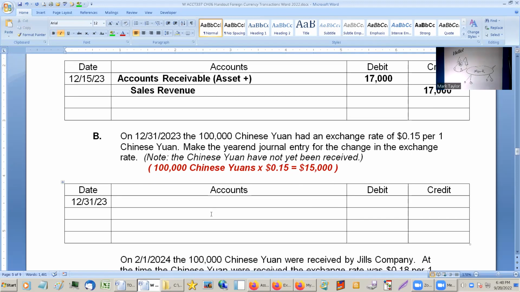But what would be the journal entry for B? Would you debit sales by 2,000 and credit accounts receivable by 2,000? Close. The accounts receivable is right. Yeah, the accounts receivable is gonna go down by 2,000, because it's valued at 15,000 rather than 17,000.